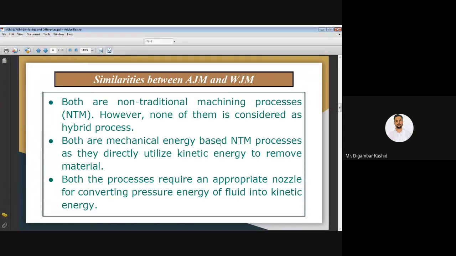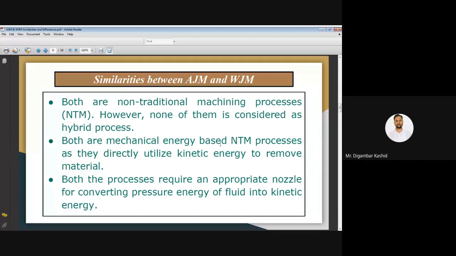Okay, hybrid process nine, because here we are not combining any advanced process with a traditional process. Both are purely non-conventional or non-traditional machining. Abrasive jet machining as well as water jet machining are both mechanical energy based non-conventional machining, as they directly utilize kinetic energy. For what purpose? To remove the material.